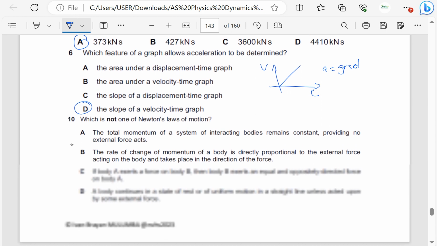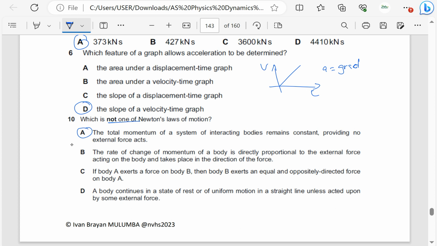Which is not one of Newton's laws of motion? So you should know the three Newton's laws of motion. Total momentum of a system remains constant provided no external forces act. So this is not Newton's law of motion. This is the law of conservation of momentum.